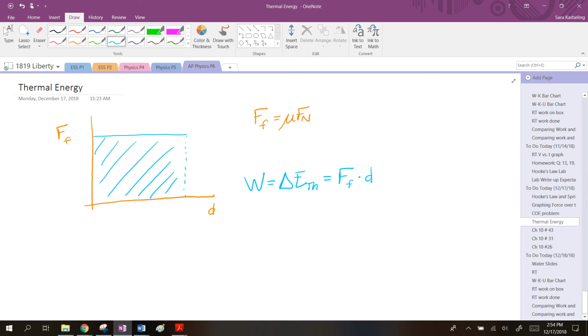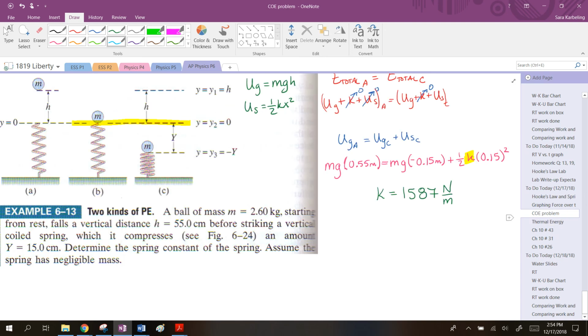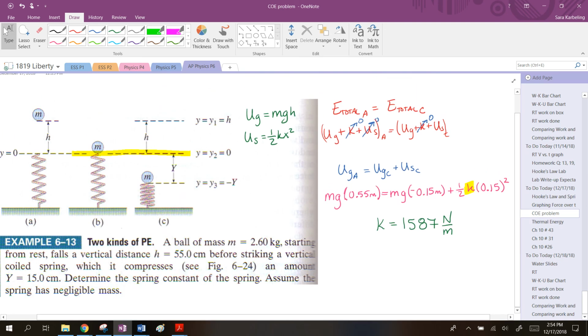There are some problems where you may have to use your knowledge of the force of friction being mu times Fn. But in general, it's just going to be the force of friction times the distance. Easy enough? So now, when you're doing a conservation of momentum problem, you have to say total momentum at the beginning, total momentum at the end, they have to be equal.